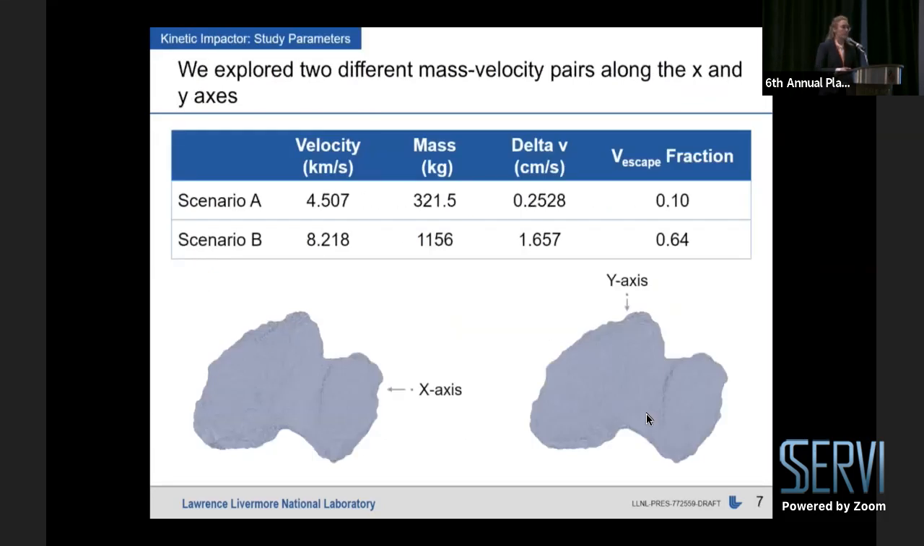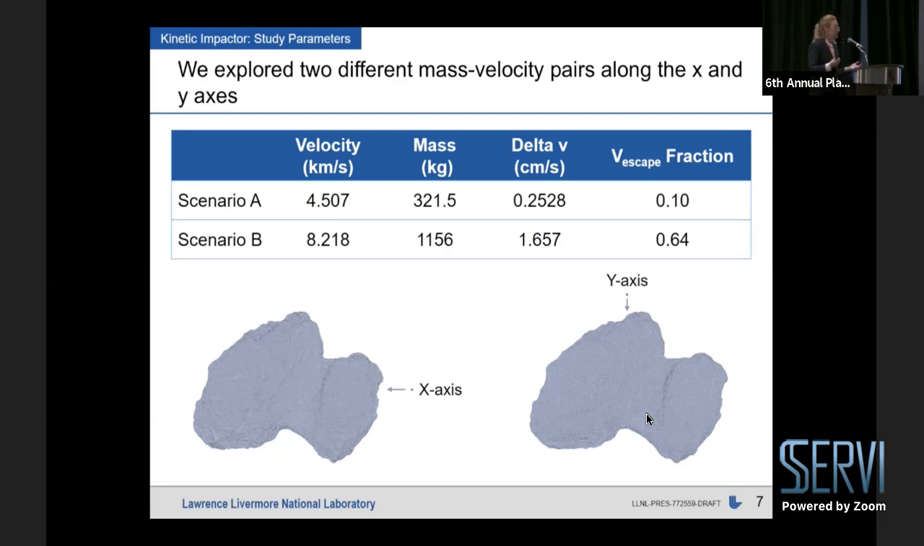We explored two different scenarios for our case study. Scenario A used a light and low speed impactor with a calculated delta V of 0.25 centimeters per second. On the other end, we used a heavy and fast impactor in scenario B for a calculated deflection of 1.65 centimeters per second. For both of these scenarios, we simulated the impactor hitting at two different locations, one being from the top of the target along the y-axis, and the other from the side directly along the x-axis.